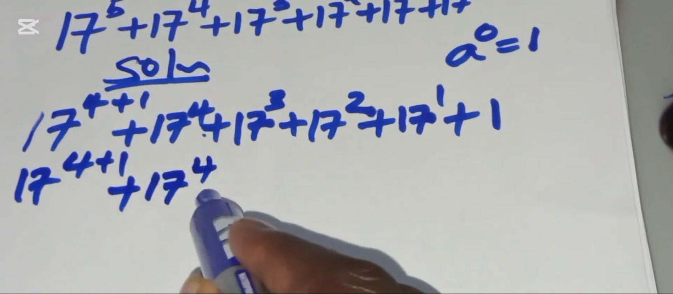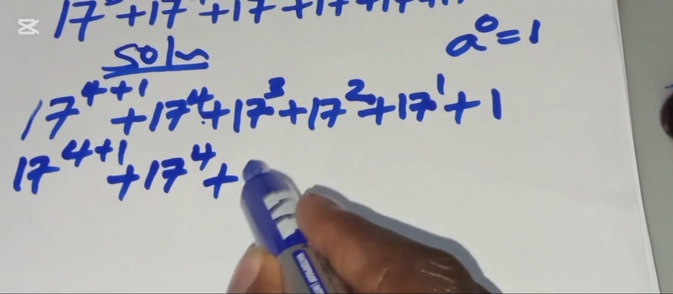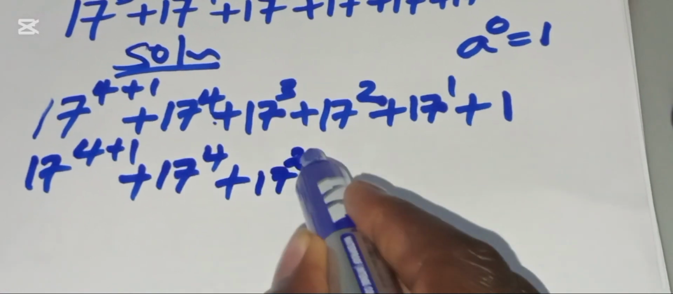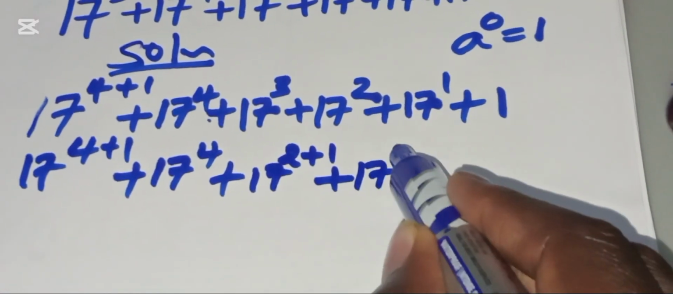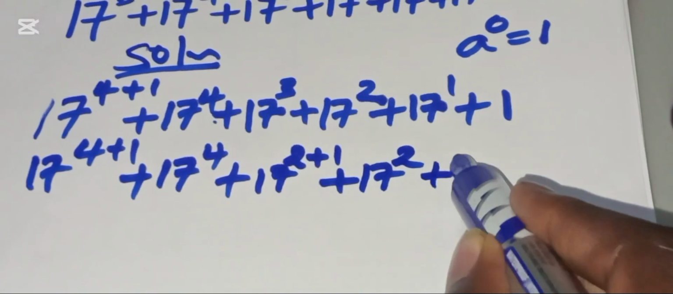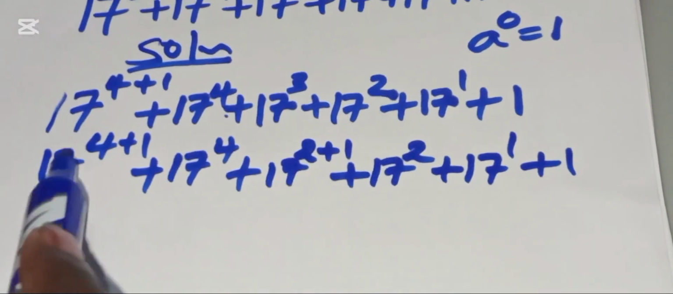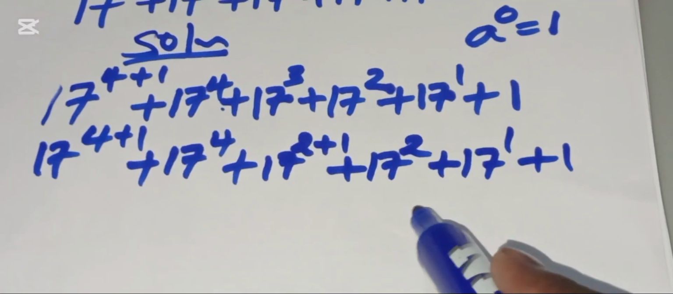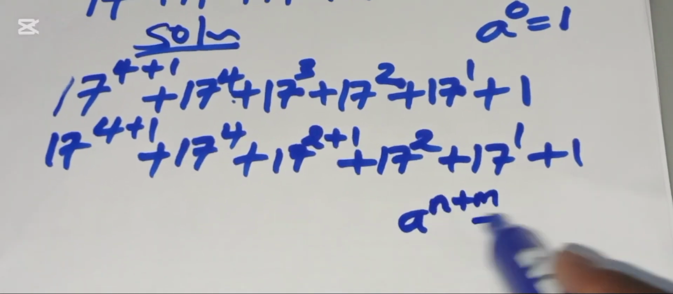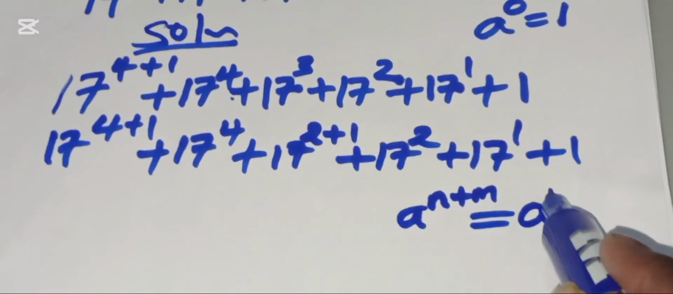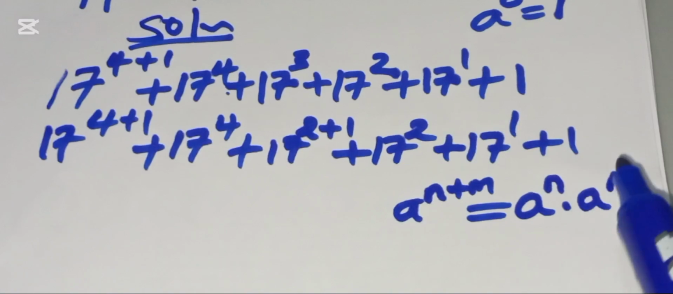Okay. So we'll have 17 raised to the power 4 plus 1 plus 17 raised to the power 4 plus 17 raised to the power 3 can be expressed as 17 raised to the power 2 plus 1 plus 17 raised to the power 2 plus 17 raised to the power 1 plus 1. Okay. Now, applying the indices identity, that is a raised to the power n plus m, we can transform this as a raised to the power n multiplied by a raised to the power m. Now, let's apply this property.